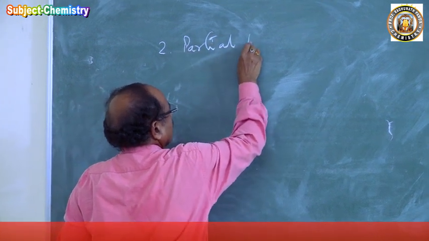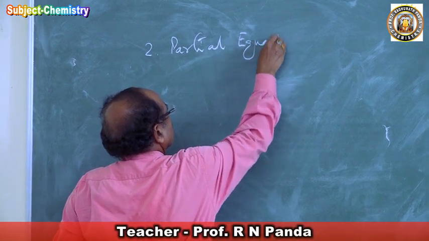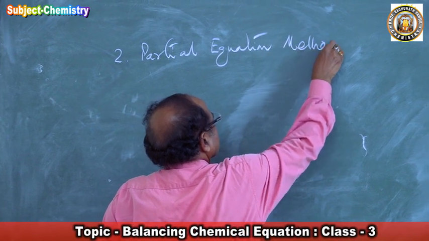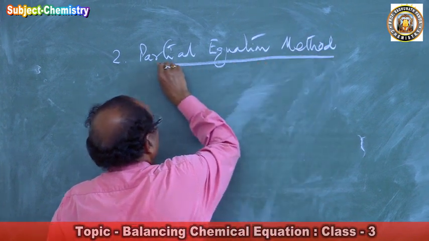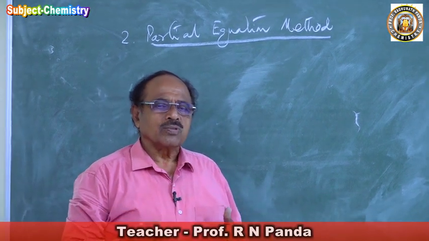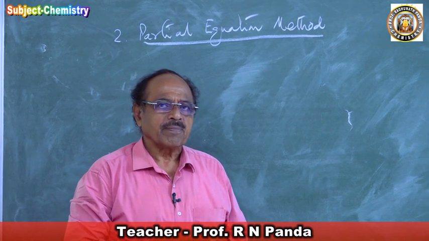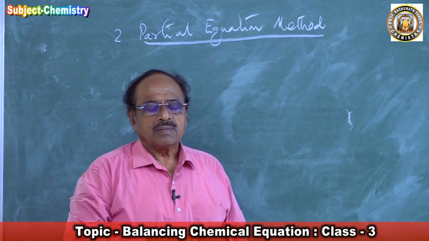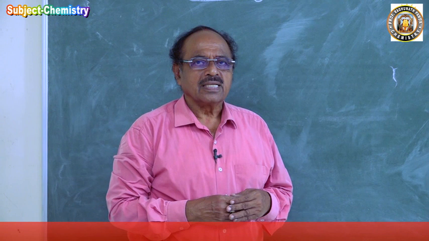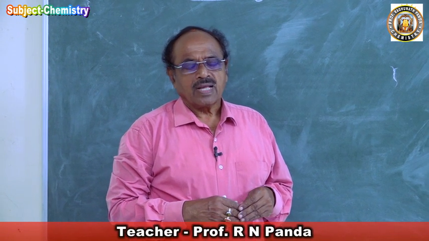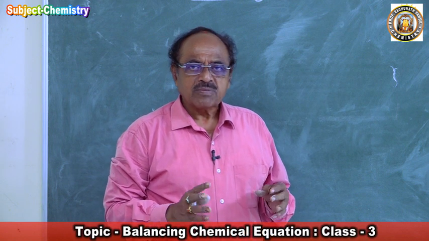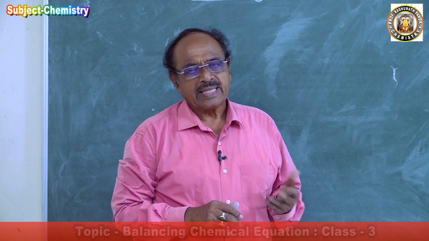Partial equation method. What is this partial equation method? In this, suppose two or more different types of reagents are reacting. All of them do not react simultaneously, so their reaction takes place in steps. So it becomes difficult to balance by the hit and trial method.